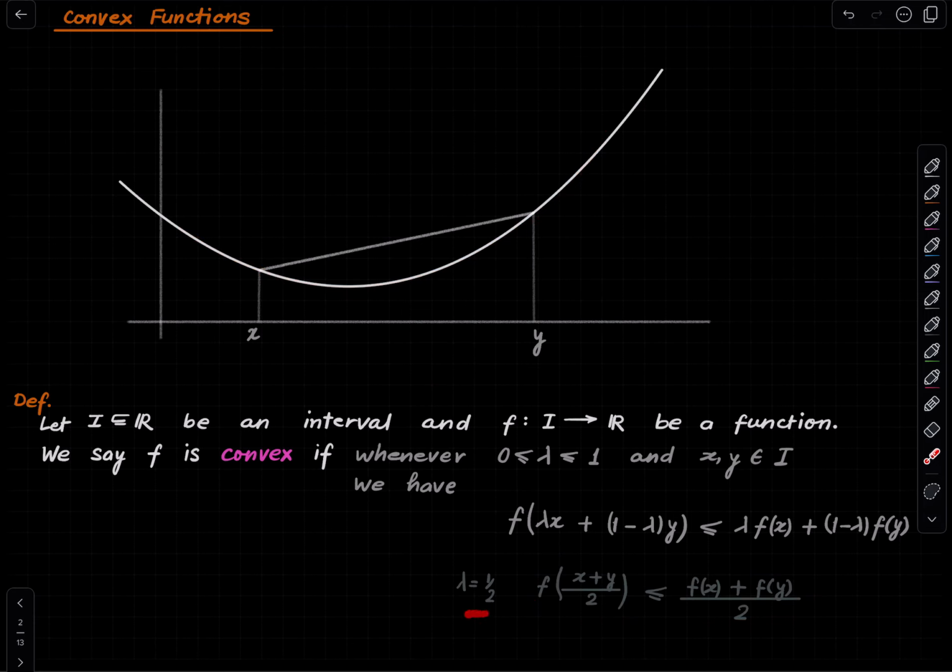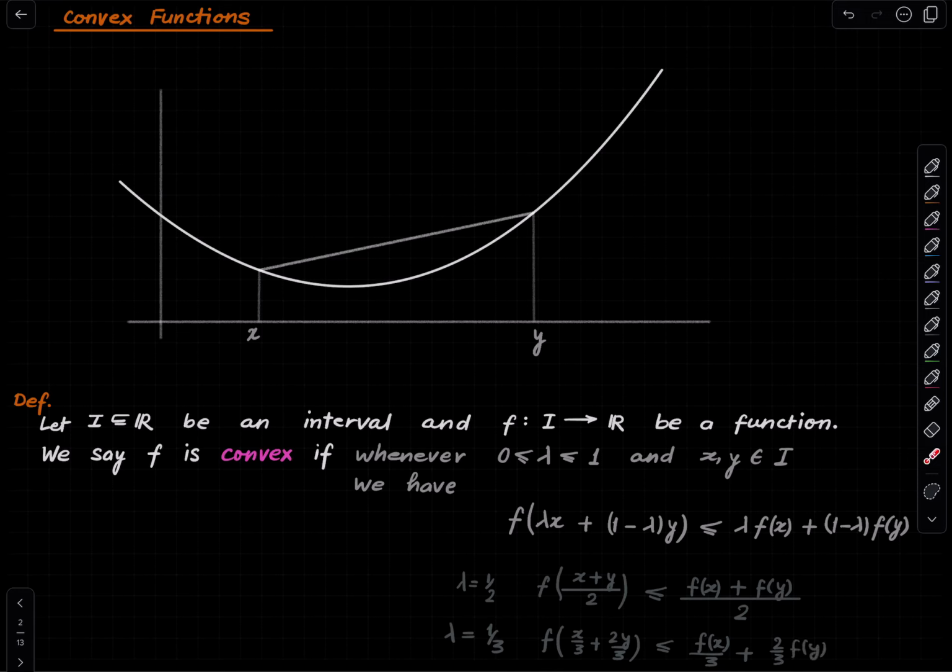Similarly, if you had chosen lambda as 1/3, let's say, what we would be saying is that f of (x/3 + 2y/3) is at most f(x)/3 plus 2/3 of f(y).